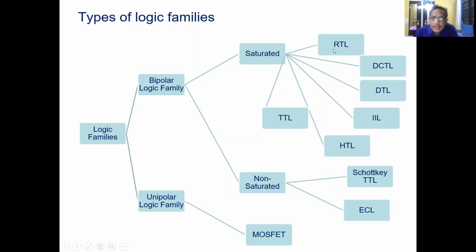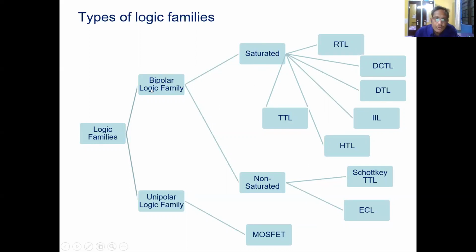RTL means what? Resistor transistor logic. DTL means what? Diode transistor logic. TTL means what? Transistor transistor logic. But all these logic families are very old. Actually, nobody uses saturated logic families. The reason is that if the transistor always goes into saturation or cutoff, it affects the speed. That is, the speed of operation will be lower in a saturated logic family.